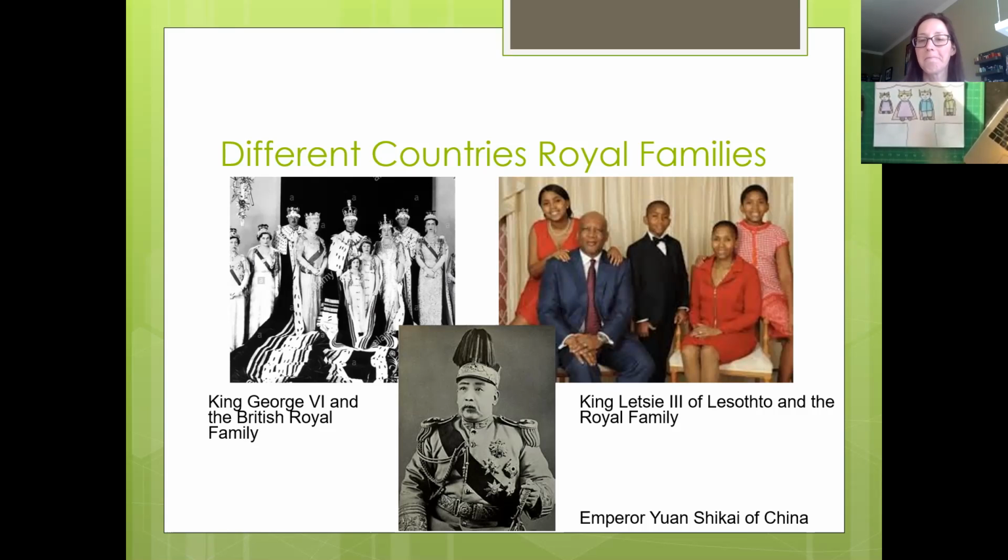To the right is King Letsie III of Lesotho, and I'm sure I'm butchering that, and his royal family. That is a current king and his family that rules in a country in Africa. And then this is Emperor Yuan Shikai of China, and he was one of the last emperors of China. So I just wanted to show that there's not just the British royal family. There's all different royal families, and they all have different cultures, and they're representative of the whole country, the whole world.